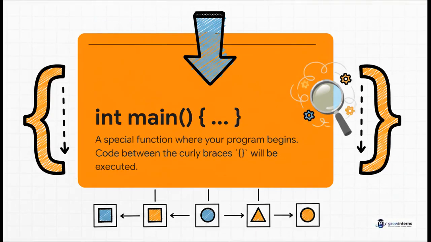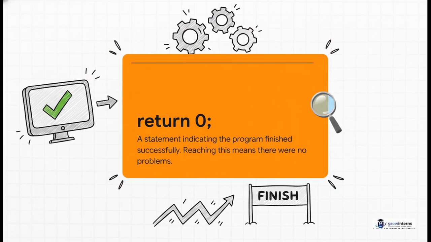Next up, int main. This is the absolute heart of your program. It's the starting line. When you run your code, the computer scans the file and looks for main. That's its signal for where to begin. Everything you want the computer to do goes between those two curly braces. And finally, we have return 0. This is your program's way of saying mission accomplished to the operating system. It's basically giving a big thumbs up, letting it know that it ran all the way to the end without hitting any snags. It's just good practice.